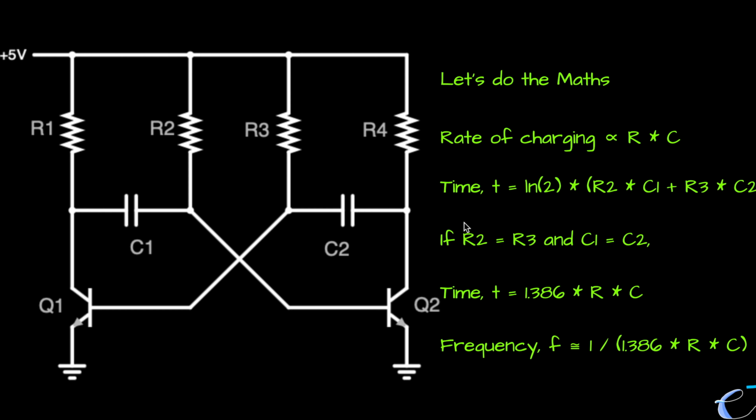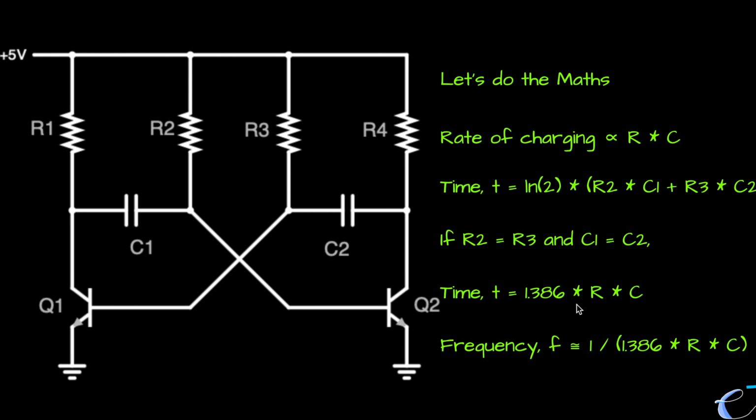Now to simplify things, we can have R2 equal to R3 and C1 equal to C2. The added advantage here is that when R2 and R3 and C1 and C2 are the same, we get a 50% duty cycle square wave, which basically means the circuit will be on and off for an equal amount of time. The time formula simplifies and it becomes 1.386 times R times C. That's it. It's as simple as that. And the frequency, of course, is the reciprocal of the time taken. So that's 1 upon 1.386 multiplied by R multiplied by C.